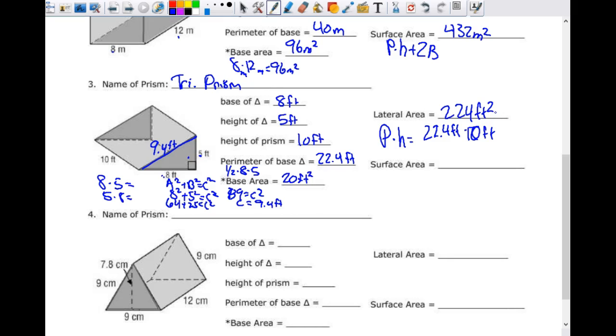To find total surface area, you need to take 224 feet squared and add 2 times the area of the base, which is 20 feet squared. So it's essentially 224 plus 40. 264 feet squared.